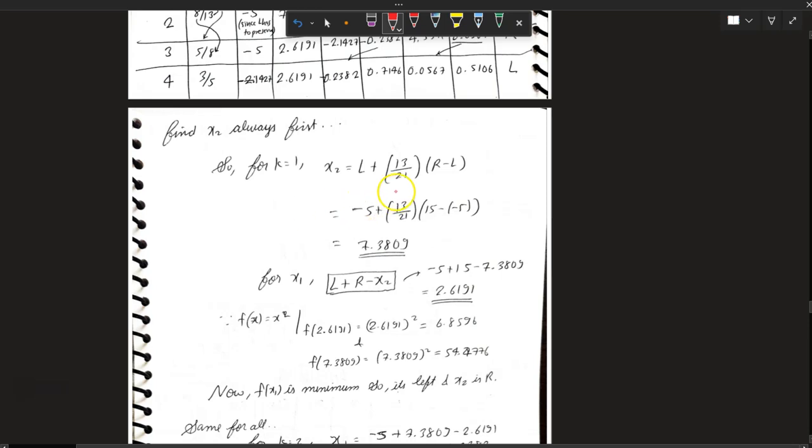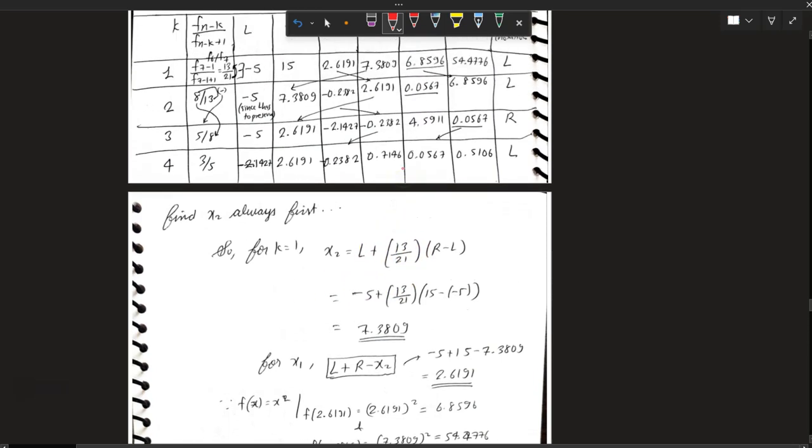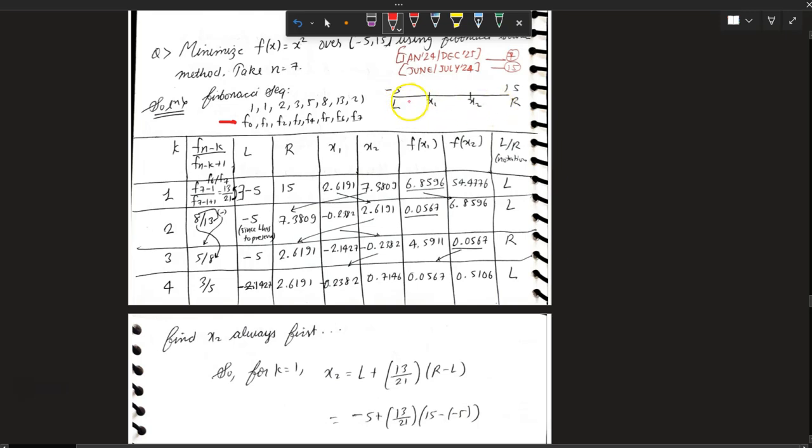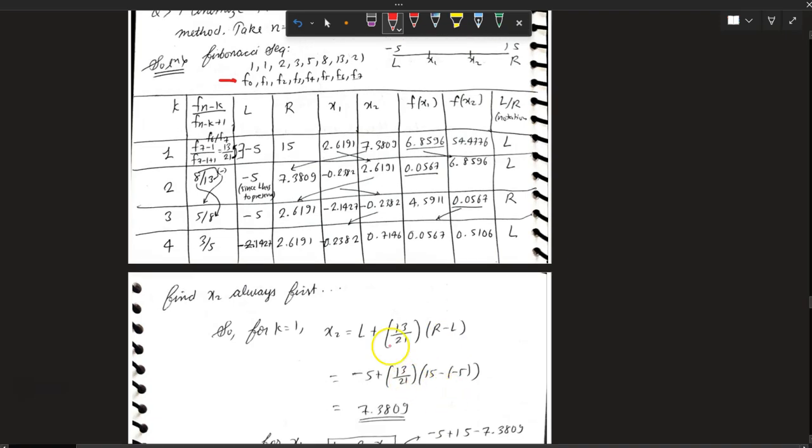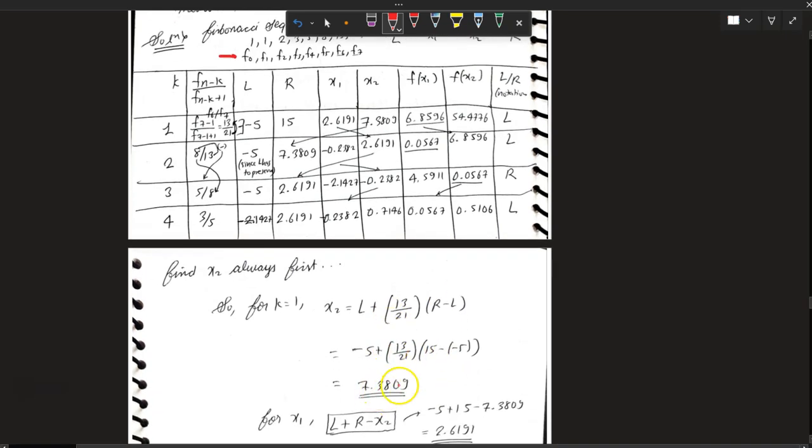You have to put 13 by 21. So L plus 13 by 21 times the length. What is the length? R minus L. You have to do the same here. So you will get x2 as 7.3809. You have to write it here. You have to make this table in the examination with L, R, x1, x2, f of x1, f of x2 and the L by R ratio. This is only the comparison. Whichever value is smaller, you have to write the same. If it is in the left, you write L here. If it is in the right, you write R. Okay, so let's see.